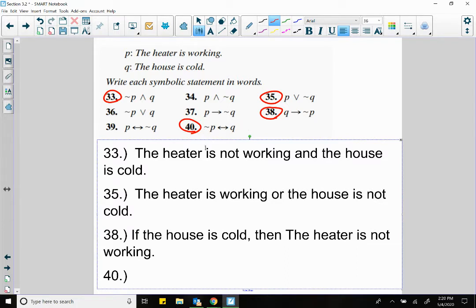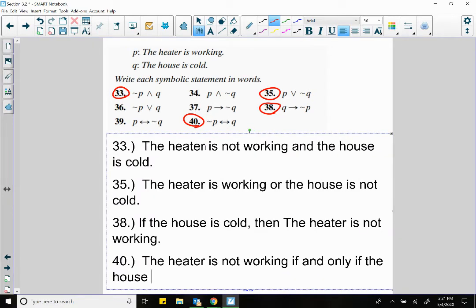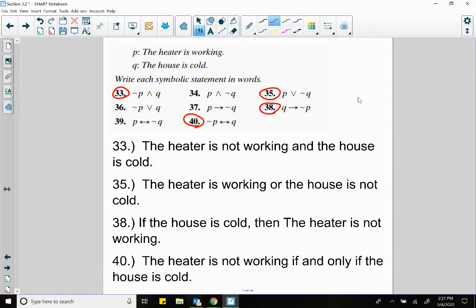So negate P. So that means the heater is not working. If and only if, that's the double arrow. No commas around it. Okay, never has commas. If and only if Q, the house is cold. There we go. That's what it's like.